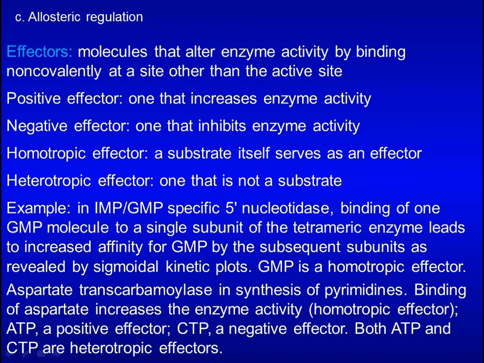Another example, aspartate transcarbamylase uses aspartate as a substrate. Binding of aspartate increases the enzyme activity. Therefore, it is a homotropic effector. ATP is a positive effector. CTP is a negative effector. Both ATP and CTP are heterotropic effectors.